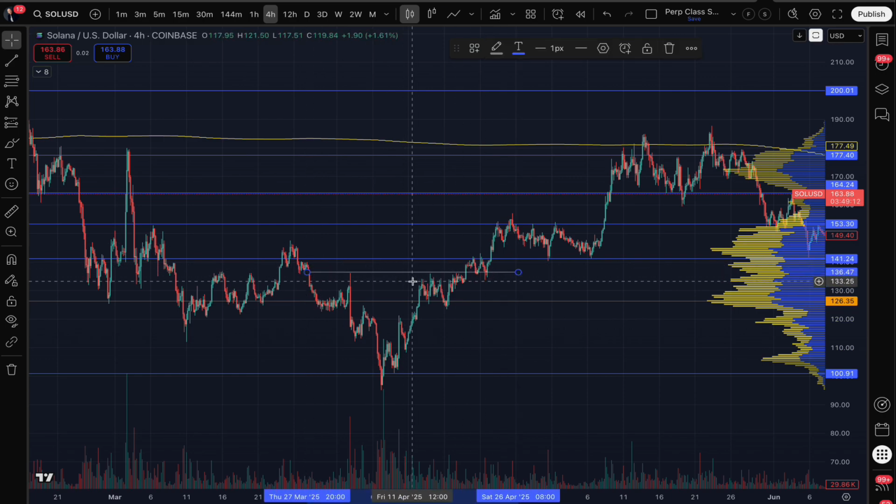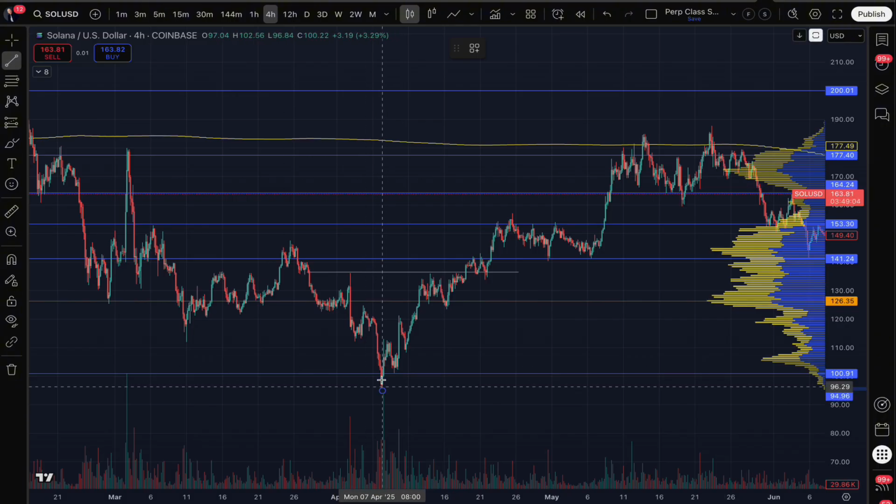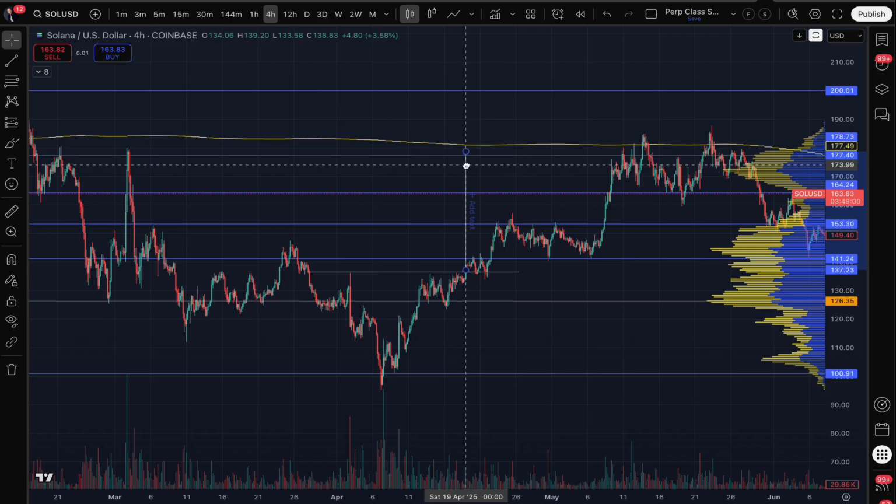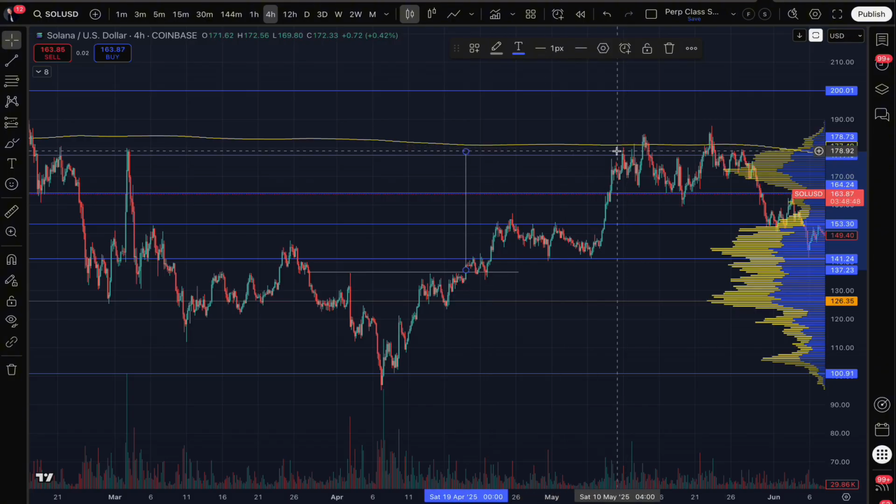Whenever you have an inverse head and shoulders with a horizontal neckline, it is slightly stronger than, say, the diagonal neckline we had here. And if we map that out like so to the breakout candle right there, where does that bring us? Well, it brings us to 178, which, if I'm looking at this at the time, I'm like, oh, the 200-day moving average is there. That makes a lot of sense. Maybe the 200-day moving average will drop down by the time we get to that price target.